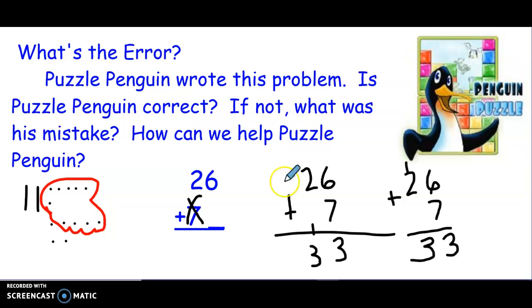And we helped Puzzle Penguin out because we moved it from the tens place over to the ones place where it belonged, because 7 was represented by 7 ones, not 7 tens.